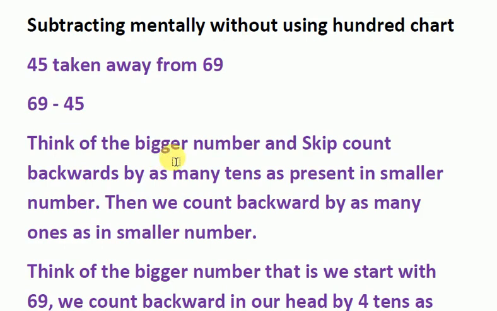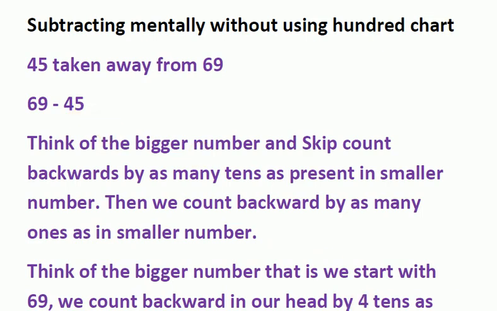69. Think of the bigger number and skip count backwards by as many tens as present in the smaller number. So how many tens does it have? This is the smaller number, 45. It has 4 tens. So you have to skip count 4 tens backwards. Then we count backwards by number of ones in the smaller number, that is 5 ones.